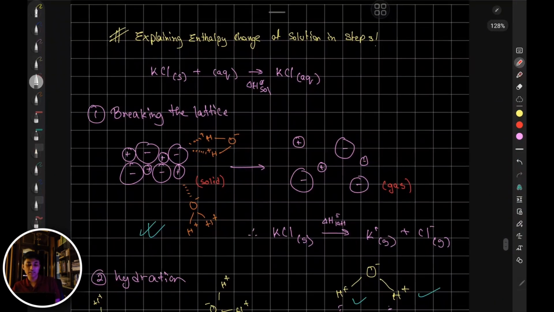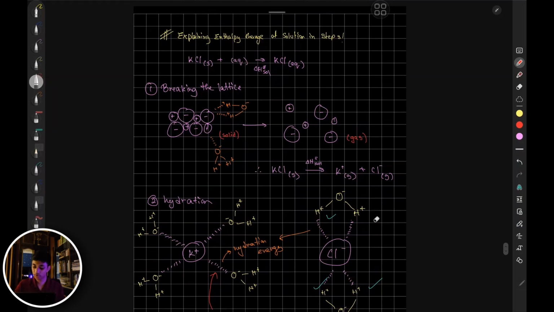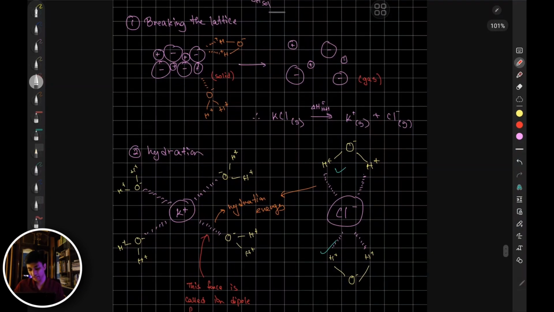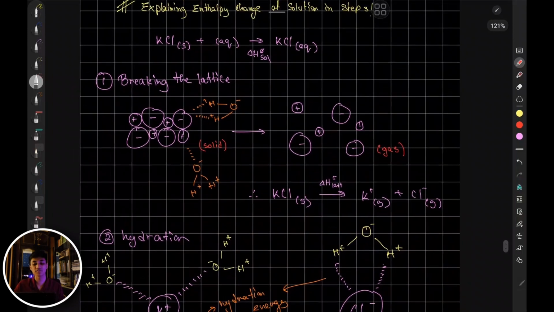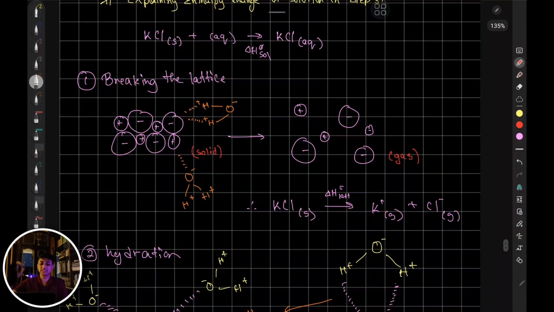So next we can explain enthalpy change of solution in a few steps. I've already shown you the example, but you can go over this again and understand how the bonds are formed. So first of all, in case of breaking the lattice, the water molecules come up with their dipoles. Water molecules basically have dipoles, two poles, the positive and negative end. So these water molecules will form a sort of attraction with the positive and negative ions.